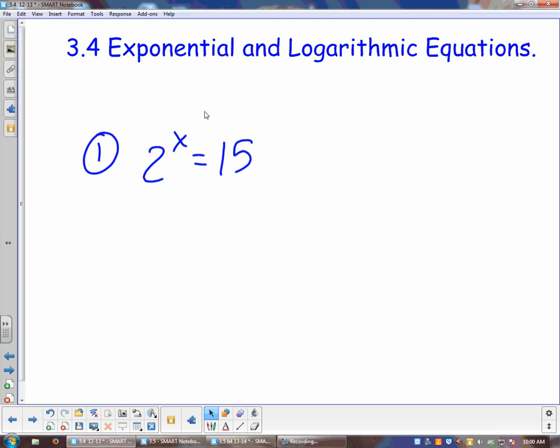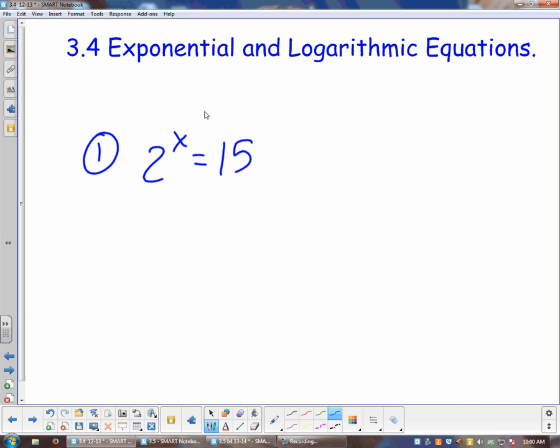Okay, we are looking at section 3.4. Everyone has a gift. Section 3.4 is on solving exponential and logarithmic equations. We're just going to go over some of these examples, and I'm going to put you into groups to kind of finish up this gift.